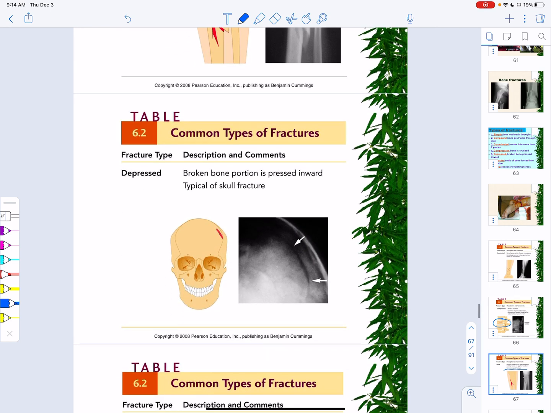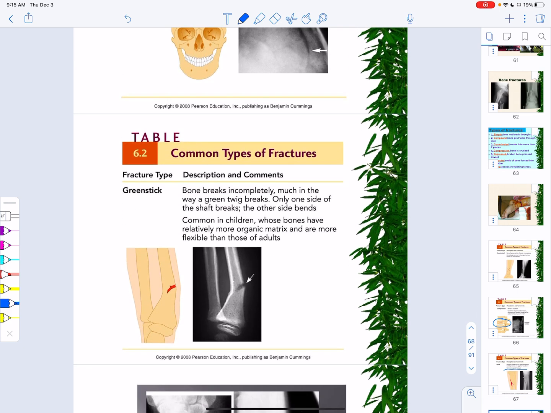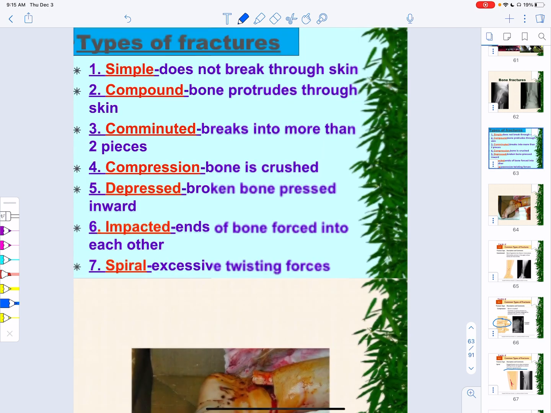The next is a depressed fracture. If you happened to have something hit your head, your skull can push in, and that is going to be a depressed fracture. You'll notice that these descriptions somewhat describe them. The last one on the list that you needed to do is the greenstick fracture, and of course now I'm noticing that it is not here. That would be because my slide got out of whack.